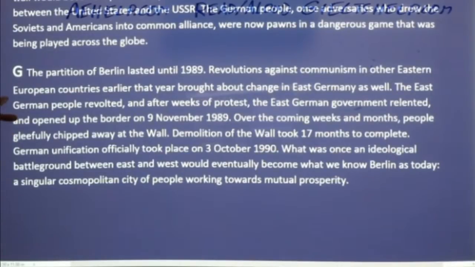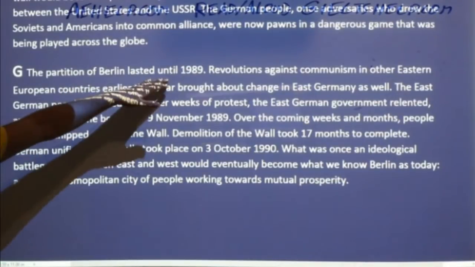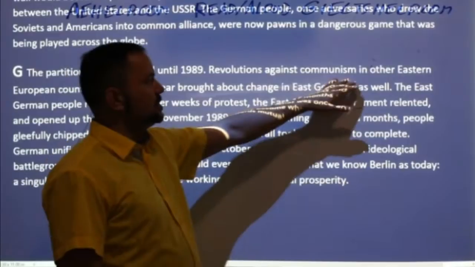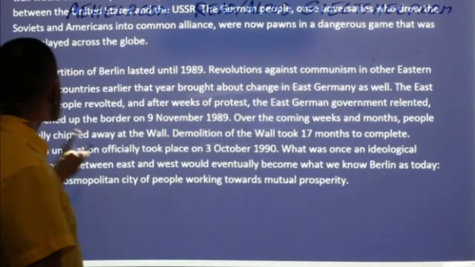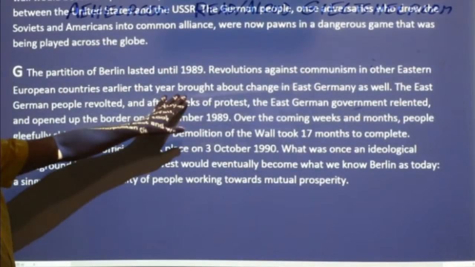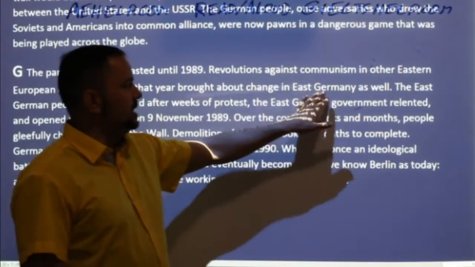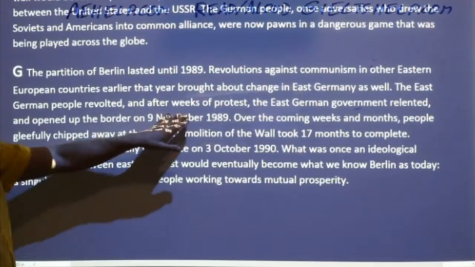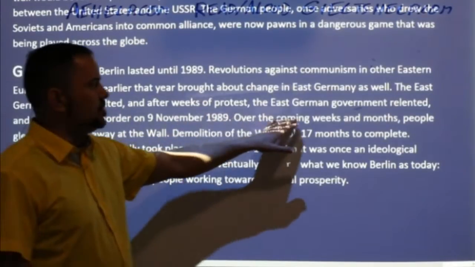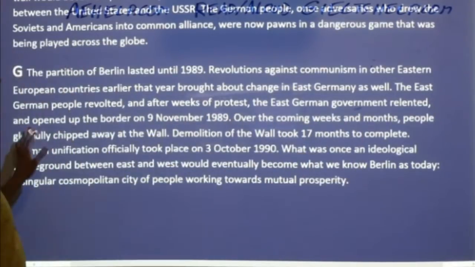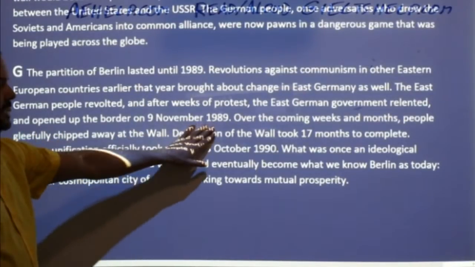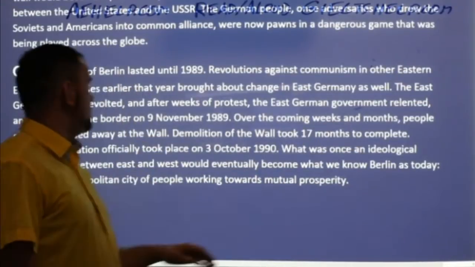Here we go. I believe this is the last paragraph. The partition of Berlin lasted until 1989. Revolutions against communism in other Eastern European countries earlier that year brought about change in East Germany as well. The East German people revolted, and after 2 weeks of protest, the East German government relented and opened up the border on 9th of November, 1989.